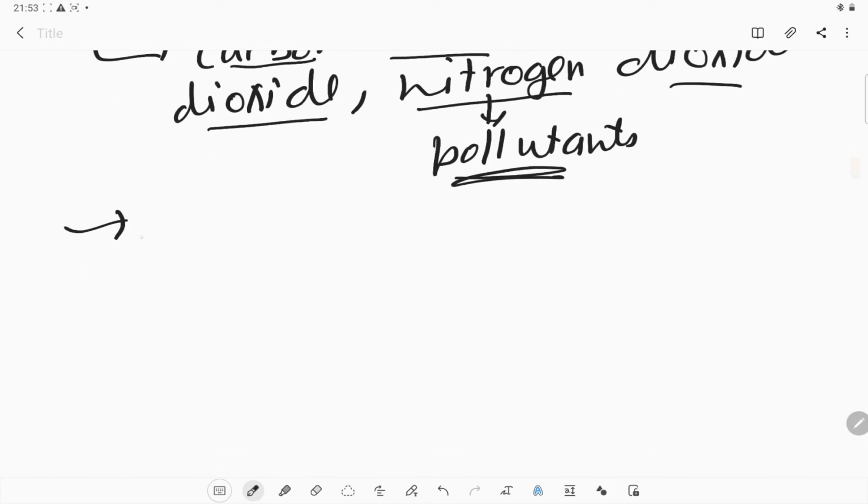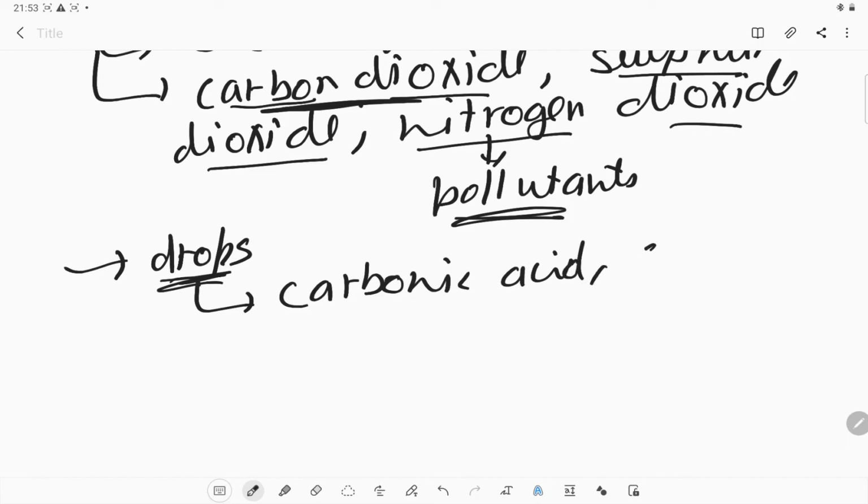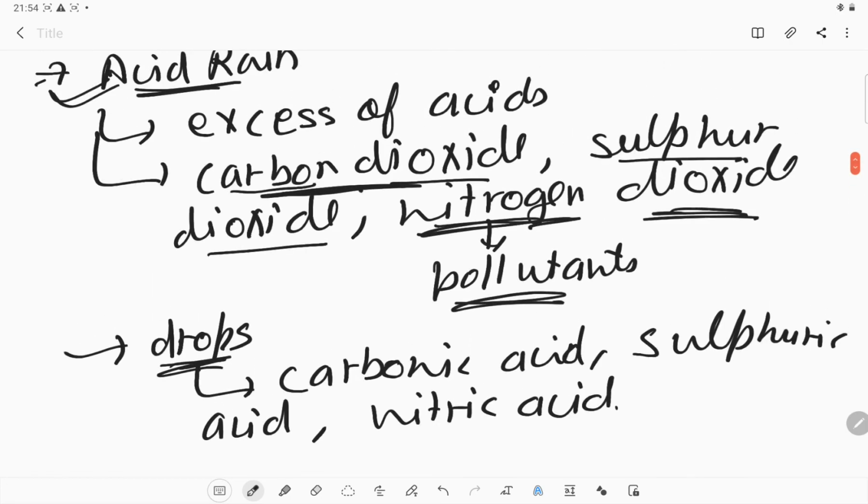How? When carbon dioxide contacts a drop of water, it will become carbonic acid. If sulfur dioxide contacts it, then it will become sulfuric acid. If it combines with nitrogen dioxide, then it will become nitric acid, and all these acids will combine and form the rain as acid rain.